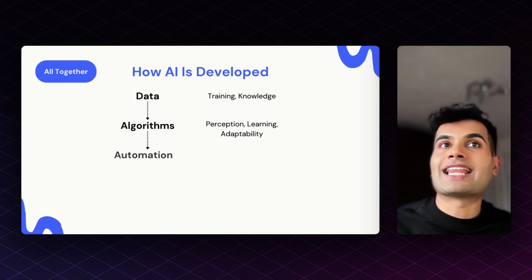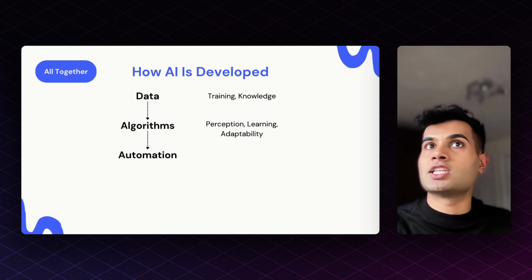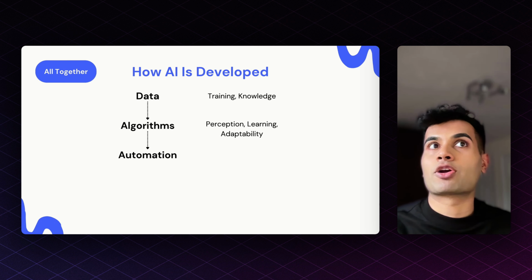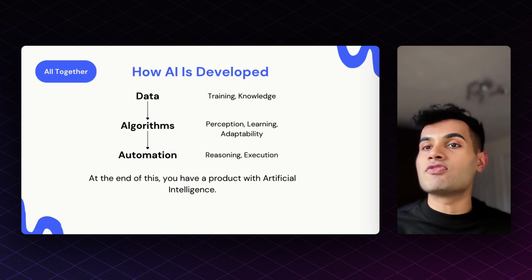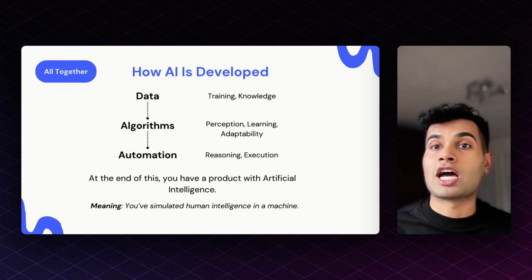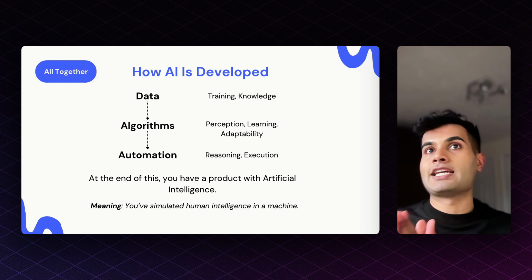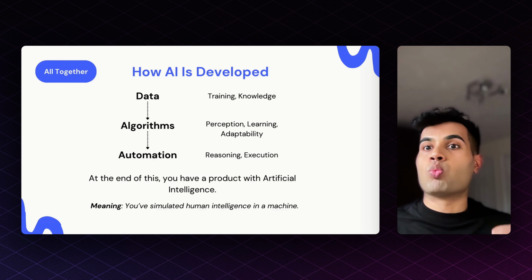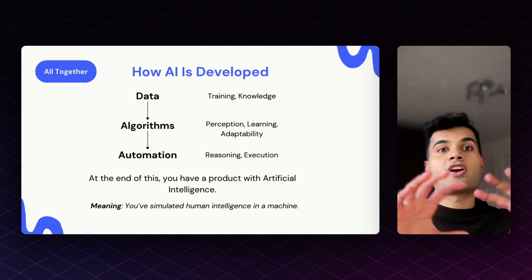But then more importantly, at the end of this, the automation piece. We've given it the data, and we've given it the capabilities to apply the algorithms to learn. Finally, can you reason and execute for me as well? And at the end of this, what you have now is a product with artificial intelligence. What that simply means is you should have hopefully simulated human intelligence in a machine. Once again, how do we as humans learn? We read books, we read lessons, we read all these various different texts.